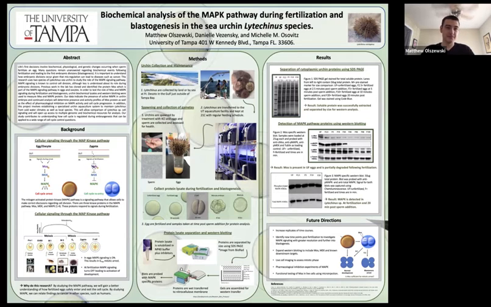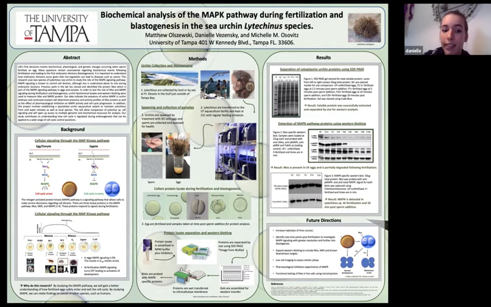We're going to talk to you about our project, which is biochemical analysis of the MAPK pathway during fertilization and blastogenesis in the sea urchin Lytechinus species. Sea urchins have a unique cell signaling pathway. Unlike other species, when MAPK is present in sea urchin signaling pathways, the cell cycle goes through a unique arrest called a G egg, and when MAPK is not present, the cell cycle goes through its normal phase, and we believe this is contributed to by the MOS protein.